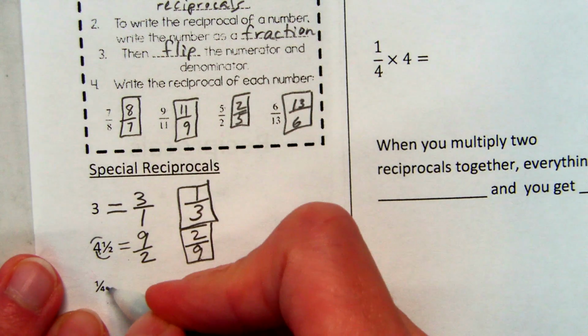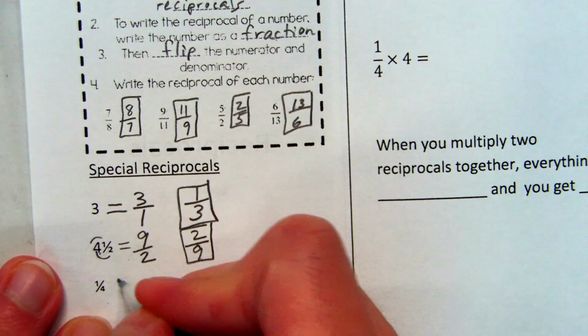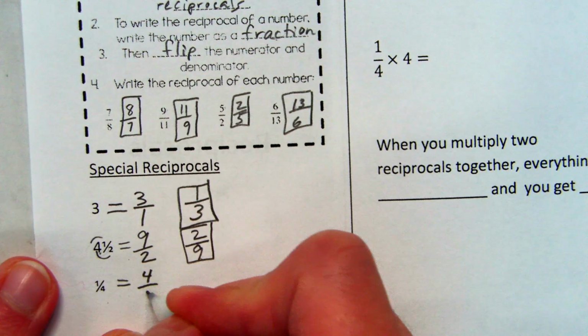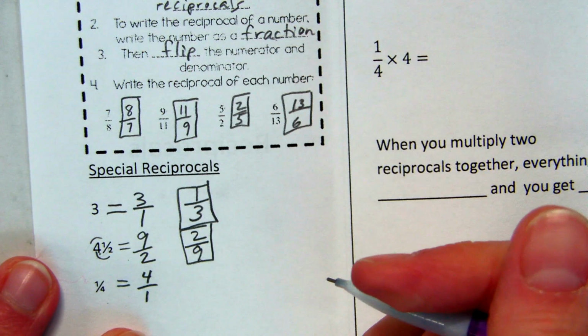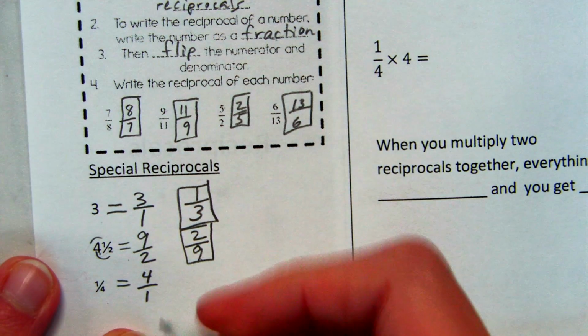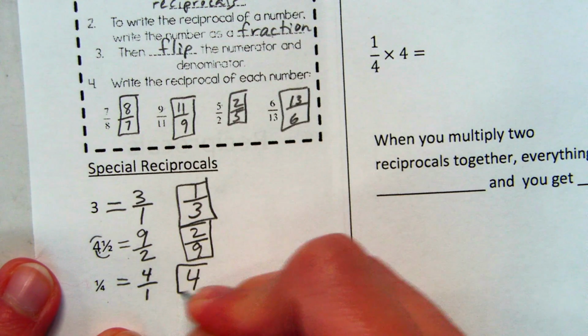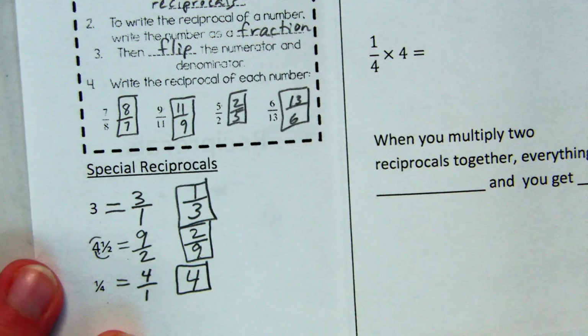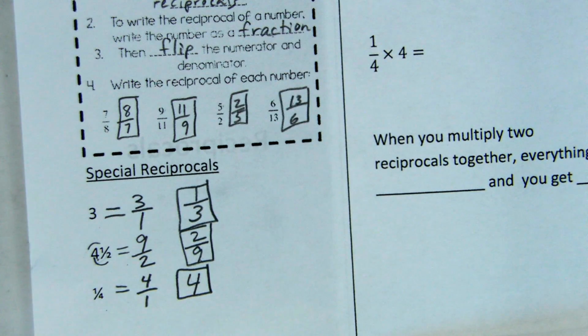Okay, 1/4 doesn't look that weird. It's a fraction. If I flip it over, I get 4/1. What's special about that? Raise your hand if you know. Bennett. That's a whole number. It would just be a whole number 4. I wouldn't have to leave the 1 underneath. So those are just some special cases.